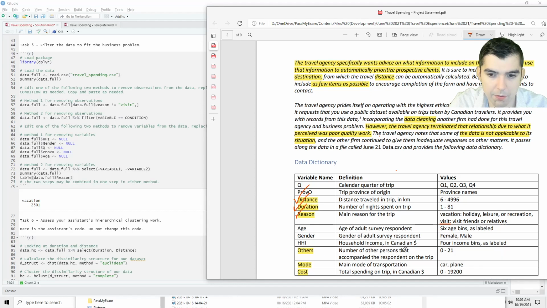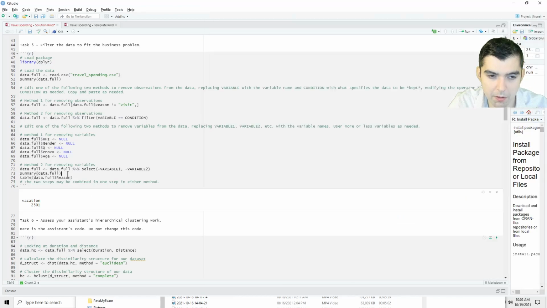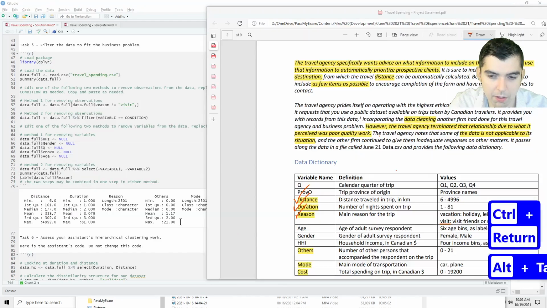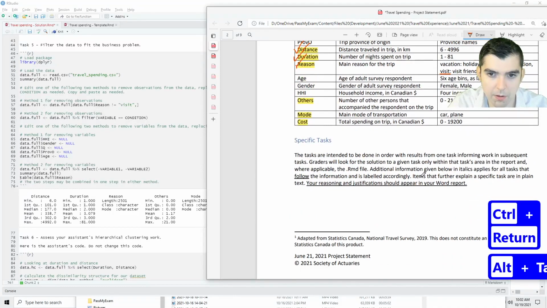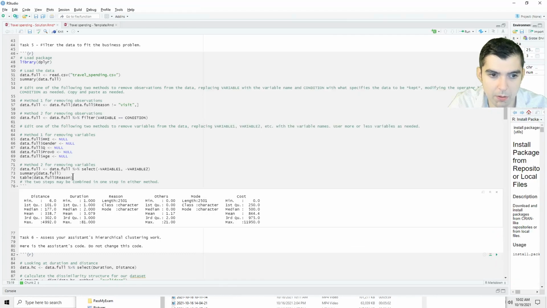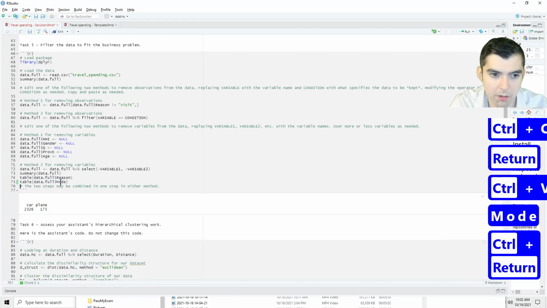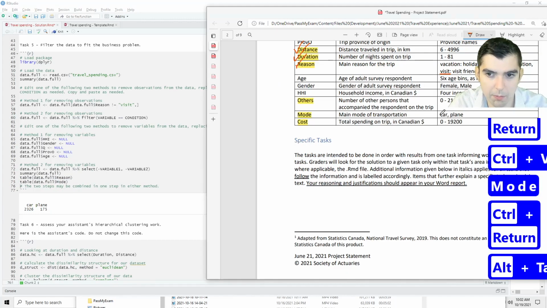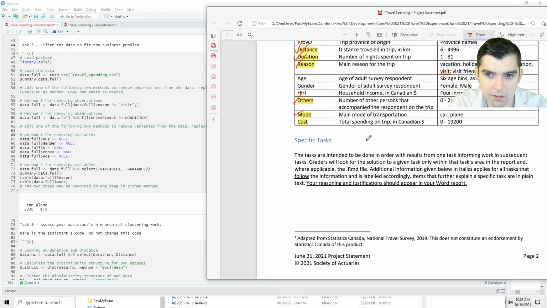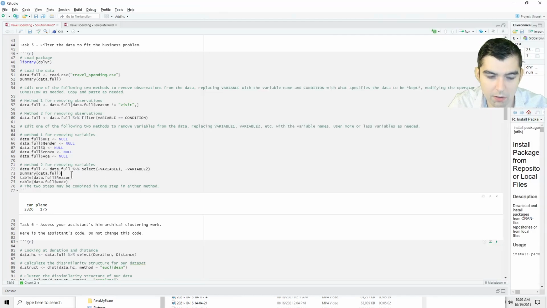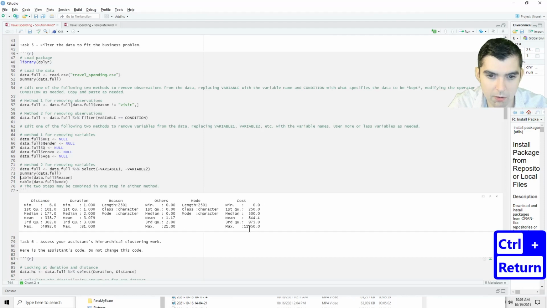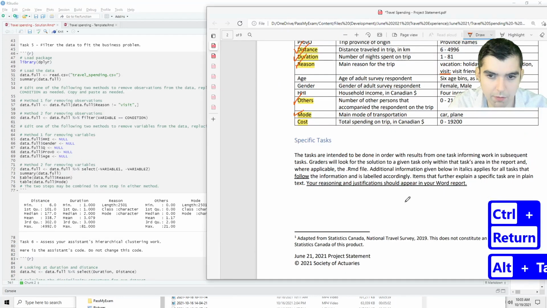And then others, number of other persons that accompany the respondent on the trip, should go to 21. Yes, that goes to 21. Mode. Let's just check. Yep, only car and plane. Car and plane. Check, check. And then cost. Cost 0 to 11950.